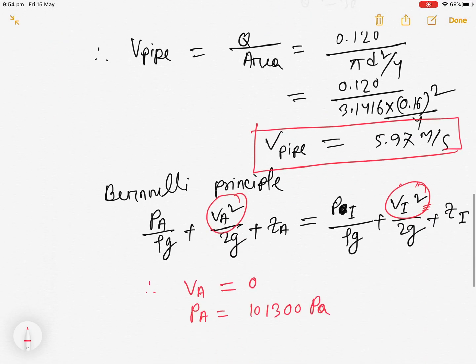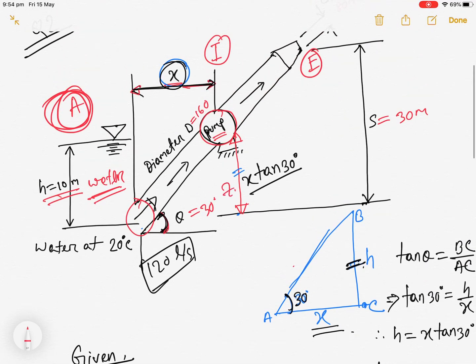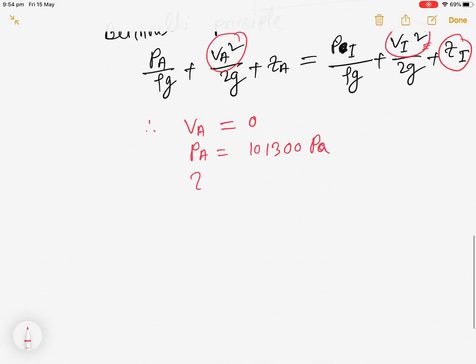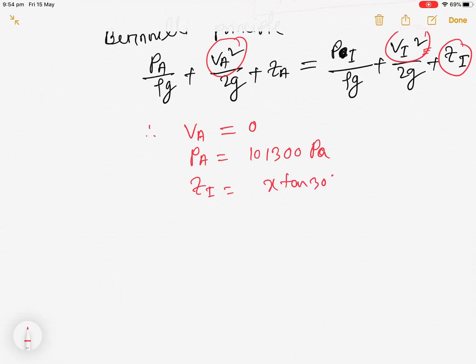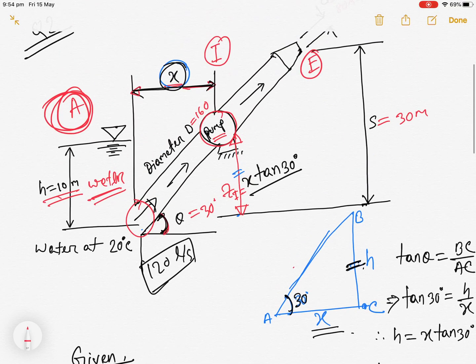This height we can say from the Bernoulli principle, we said this is Zi for the pump section, so we can say Zi is equal to x sin 30. We know g, we know the rho. Now what is the pressure? Za is 10 meters for section A. You will see here this is actually 10 meters, Za.